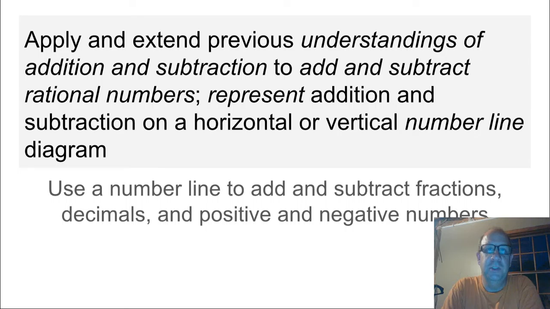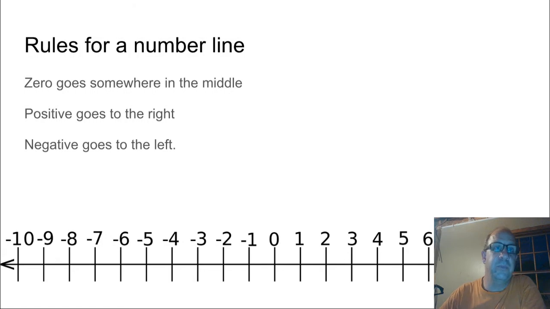Common Core State Standard 7.NS.1.a. That's Number Systems 1A. It's apply and extend previous understandings of addition and subtraction to add and subtract rational numbers, represent addition and subtraction on a horizontal or vertical number line diagram. Or use a number line to add and subtract fractions, decimals, and positive and negative numbers. So let's add using a number line.